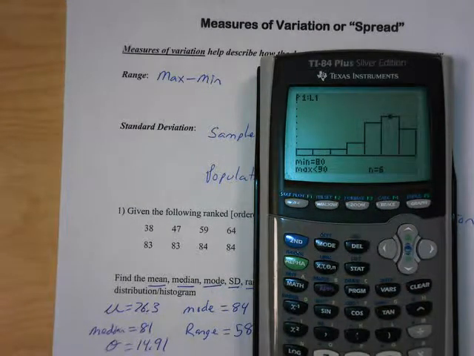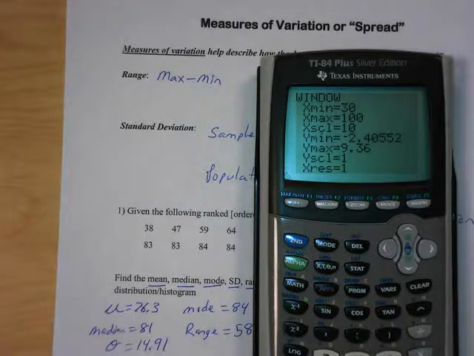So that's how you do a histogram on your calculator: going to your window and playing around with the values until you get something that you like, that makes it easy to look at the intervals when you trace it. That'll be a good thing to be able to do.